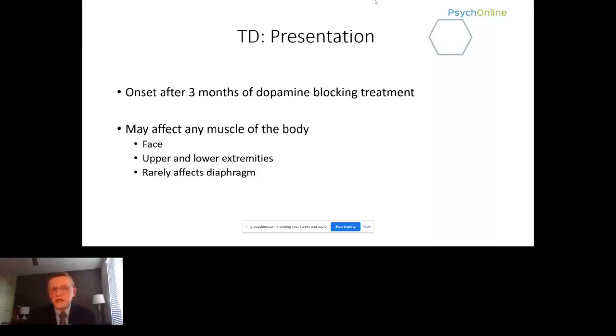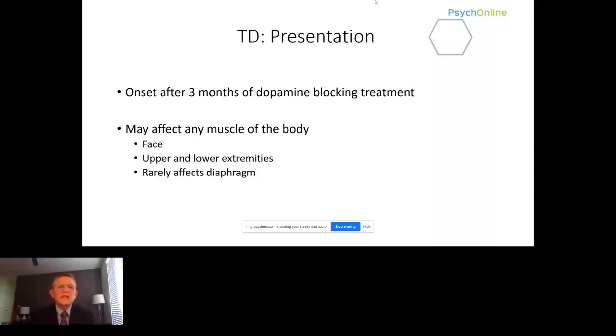How does tardive dyskinesia present? Well, we call it tardive because we really expect the patient to be on the medication for about 3 months before the symptoms emerge. But actually, we know well that it can occur from single doses or early doses.